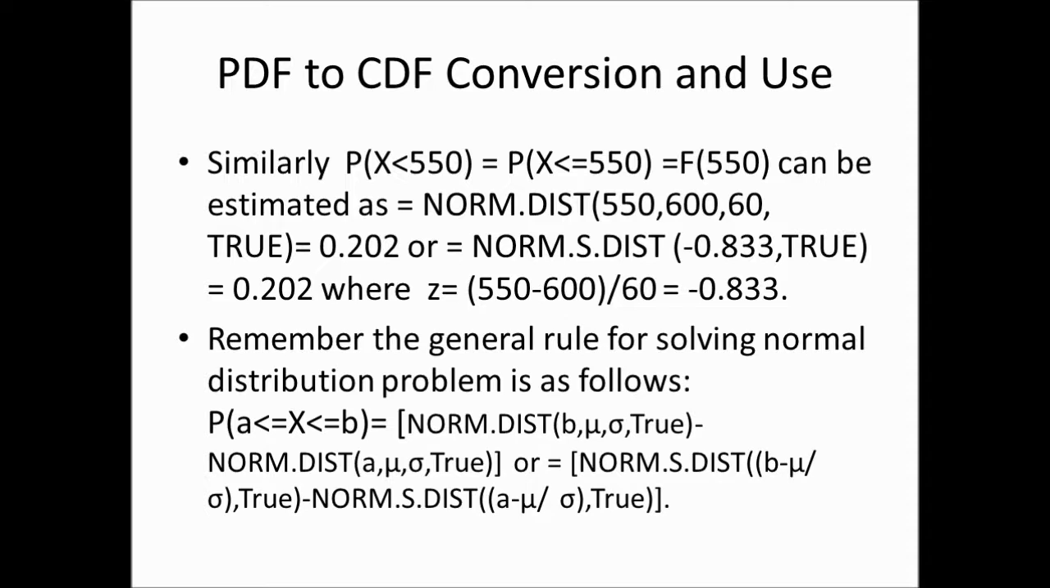Remember, the general rule for solving a normal distribution problem is as follows. Probability X takes values between a and b is given by NORM.DIST with parameters b, mu, sigma, true, minus NORM.DIST with parameters a, mu, sigma, true. Or we can solve it in terms of the standard normal distribution, where the parameters change to b minus mu over sigma and a minus mu over sigma.